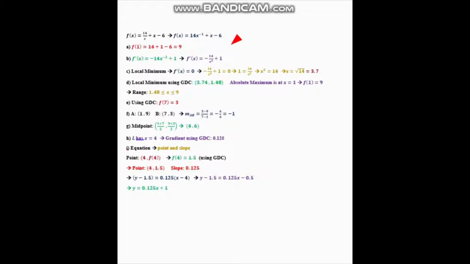I set this purple expression to 0, and you have to do some algebra. I took the fraction to the right hand side and changed the sign. I multiplied by x squared, getting this expression. Hence x equals root 14, which is 3.7. You get marks for this workout, even though the calculator can get you this final number in a second. But you have to do the workout to get the marks for C.